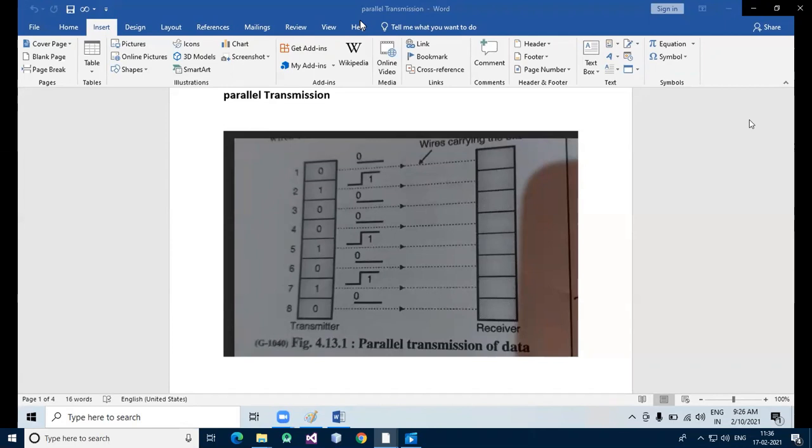This type of transmission requires multiple wires, right? So parallel transmission is possible practically only if two devices are close to each other. Means, example is computer and printer.